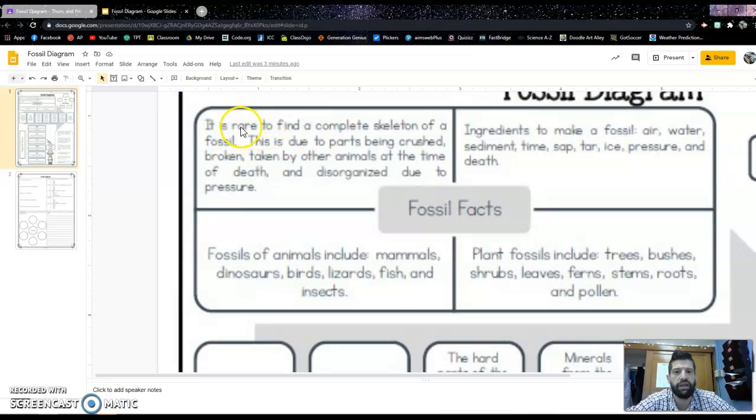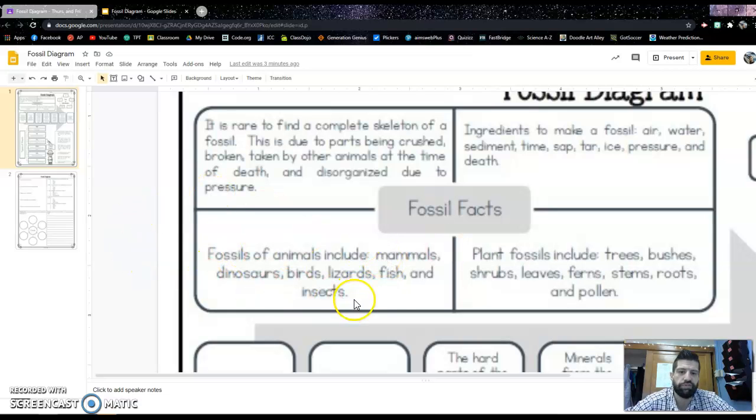So one of the things we could highlight is that it's rare to find a complete skeleton. That's one thing I think a lot of people think, that we just found all the dinosaur bones completely intact, but they are not. Ingredients for making a fossil. This is one I would never remember all of these things, so I would want to highlight air, water, sediment, time, sap, tar, ice, pressure, and death. So that if that was going to be a question I might need to answer, that's where I would go to find that answer. That's why I'd highlight it.